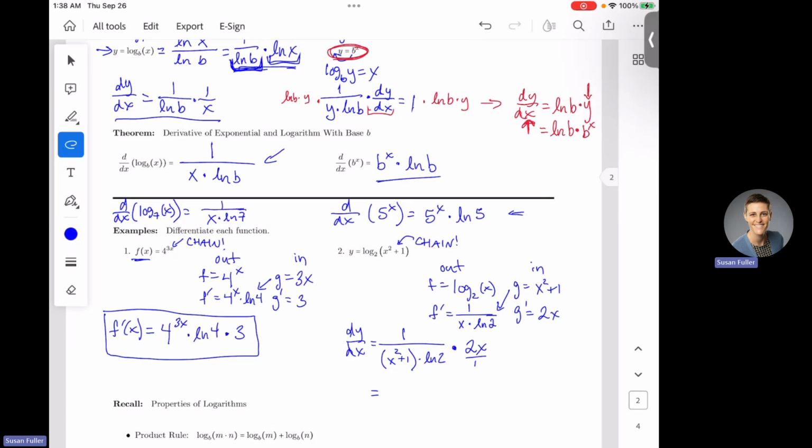That's 2x over 1. So this can be written as 2x over x squared plus 1 times the ln of 2. And these x's can't cancel. This is connected by addition, so that ruins any canceling. And we are done. Oh, and we can't cancel the 2's. This 2 is stuck in ln jail, so I can't cancel those either. Okay.